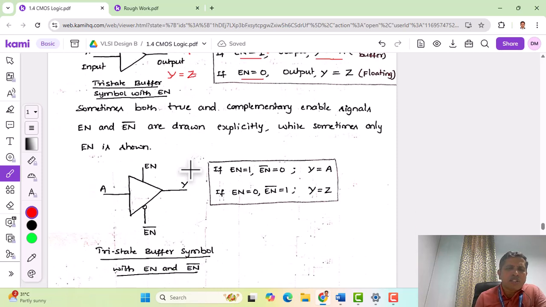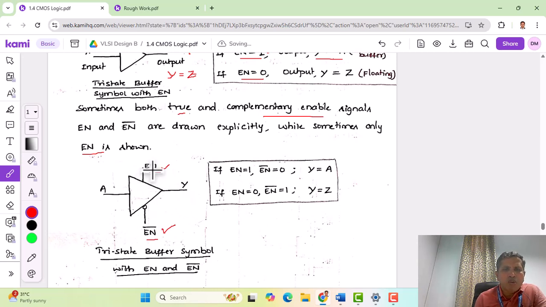Generally, tri-state buffers come with true and complementary enable signals, as we can see here: enable and enable bar. This is the normal enable, and the other one is the complementary enable. So these are the two enable signals shown explicitly here. Sometimes we will have only one enable. Now let us see the working of this one with both enable signals.